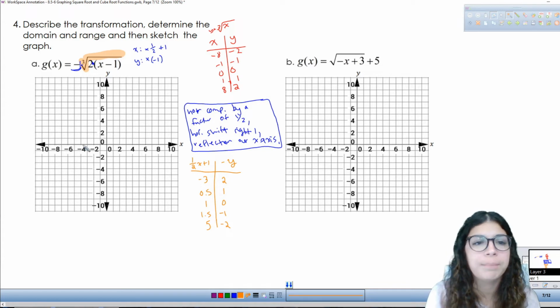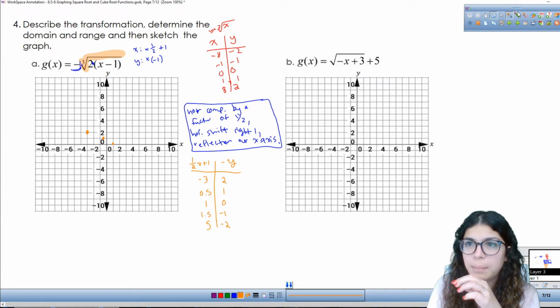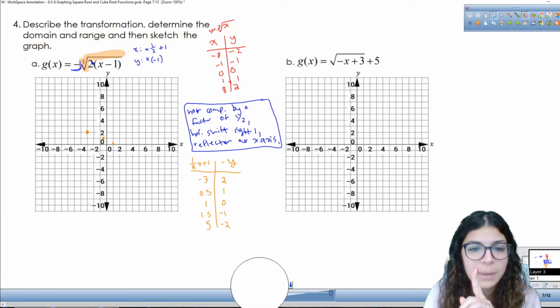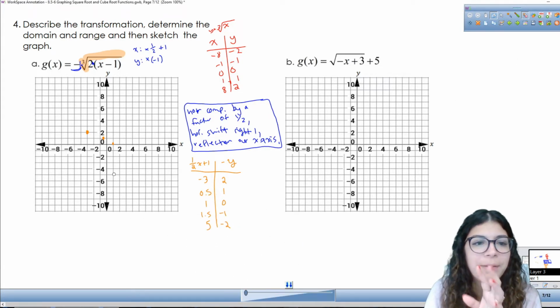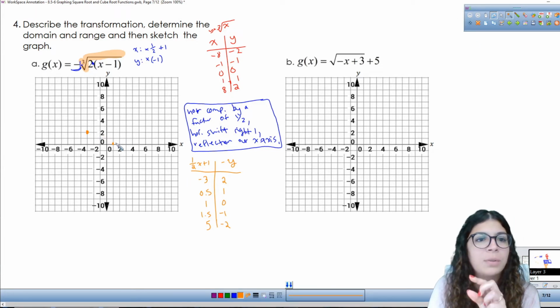Let's go ahead and graph them. -3 and 2. 0.5 and 1. 1 and 0. 1.5. Oops, I think I did mess up. Let me take it back a step. When I graphed 0.5, I graphed -0.5 when I should have graphed +0.5. So let's do that one again.